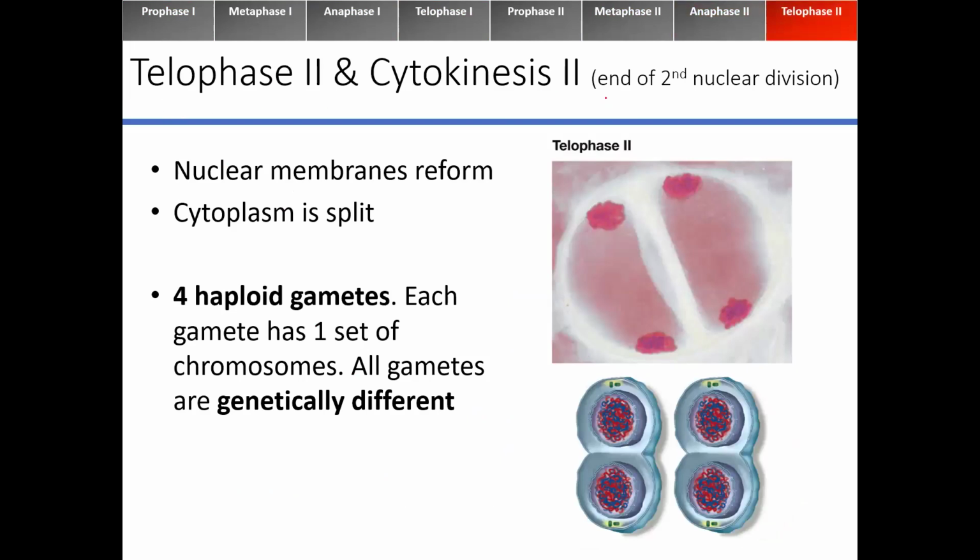Telophase and cytokinesis, again, this is going to be the end of the second nuclear division. So again, the exact same thing's going to happen again. So nuclear membrane reforms, cytoplasm is going to split, but we ended up with 4 haploid gametes. So each gamete is going to have one set of chromosomes, and all gametes are now going to be genetically different. So again, everything is going to be completely different because we're producing those sex cells and we want that genetic variability. We want things to be different.